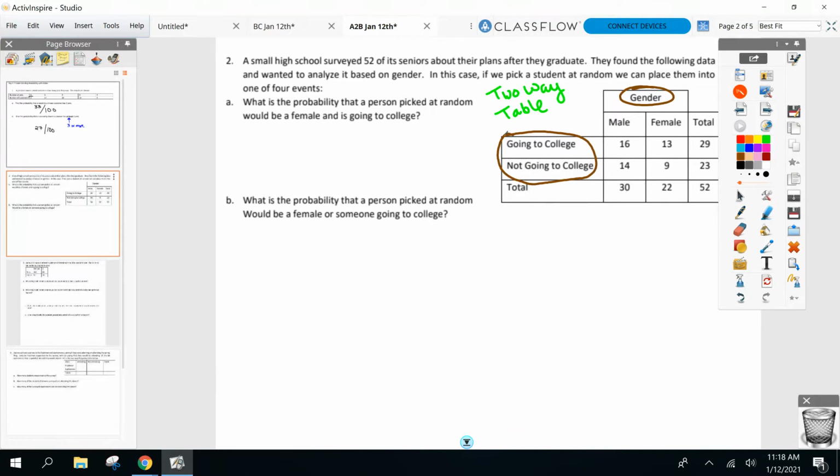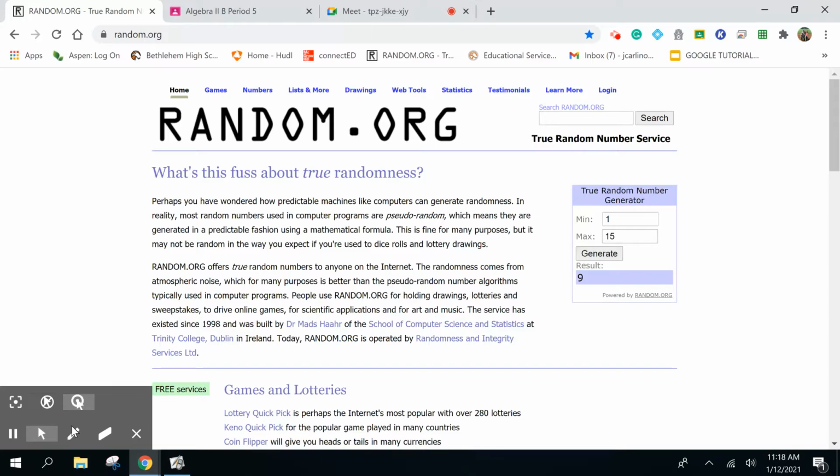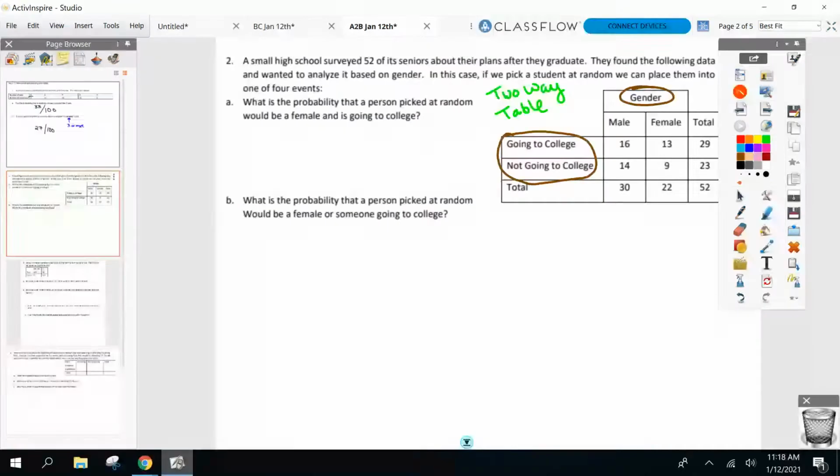I know there's a lot of numbers in there, but look at letter A. Find the probability you pick a female and going to college. You pick a person who's female and going to college. So what I need to do is, using my two-way table, where do female and going to college meet? And that'll tell me how many people doing both. How many females and going to college? So where do they meet here? How many are doing both there? Hunter, back to you again. How many are doing both?